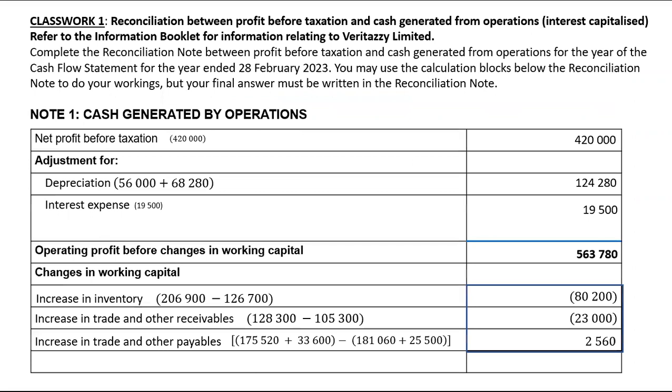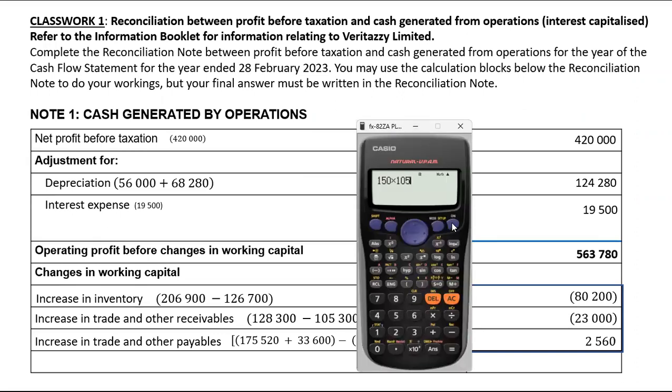I need to calculate my changes in working capital. I will punch this into my calculator. Let me show you my calculator. I will start by taking the fact that it's in brackets, it means it's negative. Negative 80,200 minus 23,000 plus 2,560. Okay, I don't know what happened there. It's minus 80,200 minus 23,000 plus 2,560, equal sign.